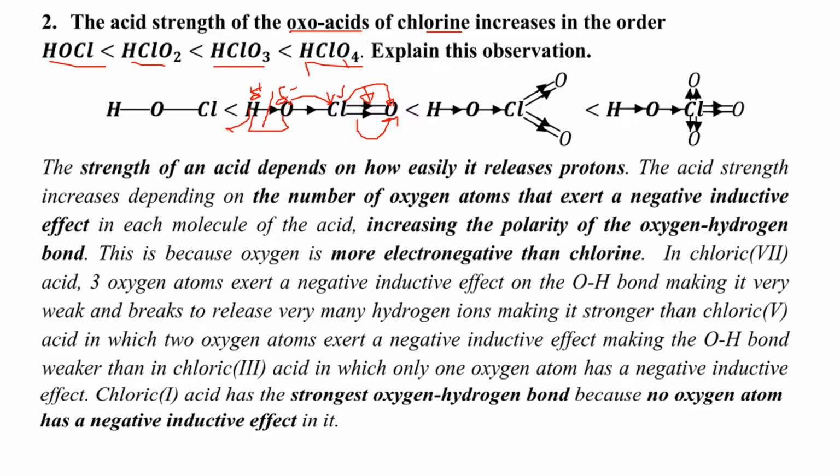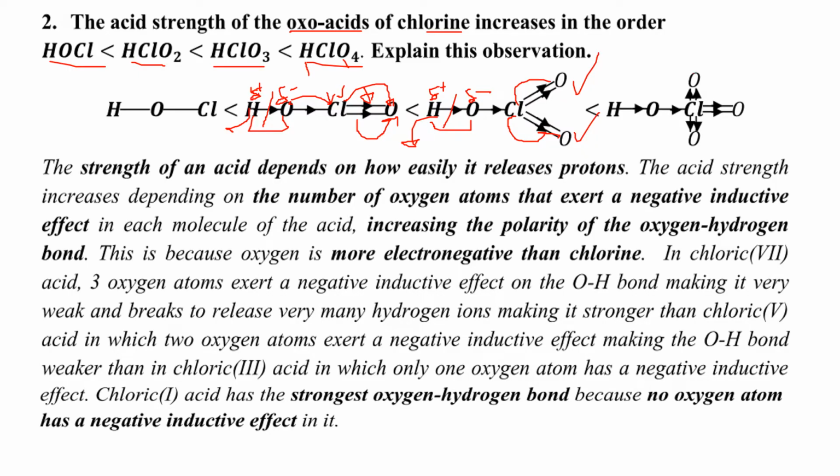And now the extent of the negative inductive effect is going to increase by increasing the number of oxygen atoms. So you see now the effect is increasing, that this chlorine atom has two oxygen atoms taking away electrons from it. That means that the polarity of the hydrogen to oxygen bond is going to increase. The partial negative is going to be steeper on oxygen, and the partial positive on hydrogen is also going to be steeper. Once that happens, this weakens the hydrogen to oxygen bond, making this bond easily broken to release protons in solution.